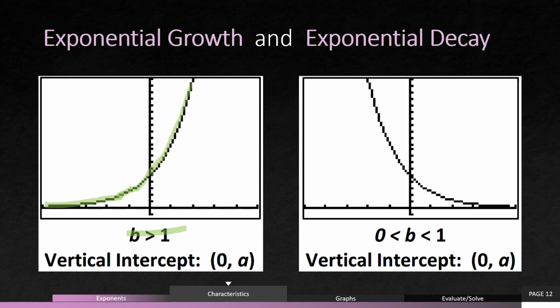For exponential decay, and I'll do this one in red for decay, b is going to be in between 0 and 1. It's still positive, but it is causing a function that is getting smaller and smaller. It also crosses, though, at the same spot at a.